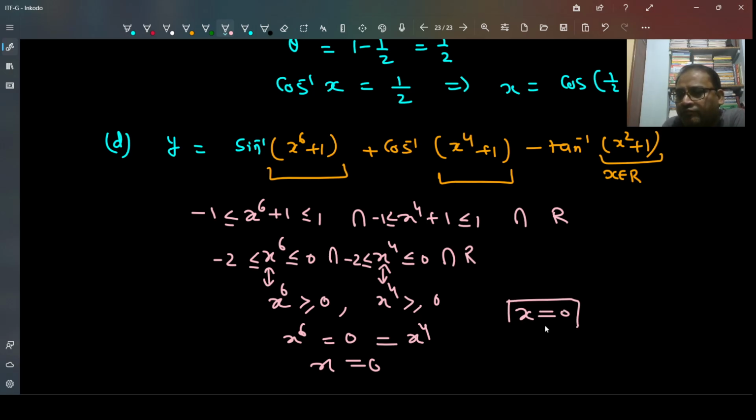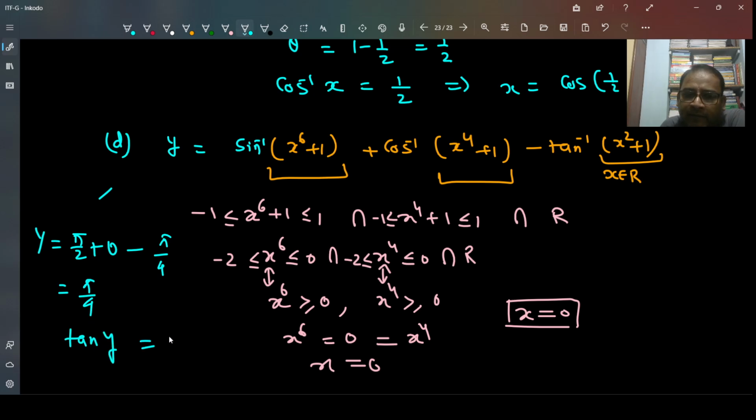So since x equal to 0, our y is equal to sin inverse of 1, that is pi by 2, cos inverse of 1, that is 0, tan inverse of 1, that is pi by 4. So 90 degree minus 45 degree is again 45 degree, and tan of y is nothing but tan of 45 degree, which is 1. So this is the answer.